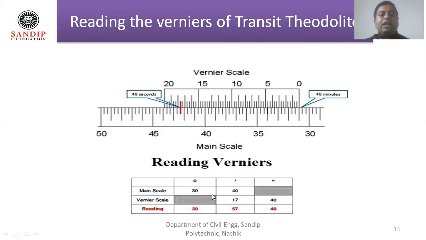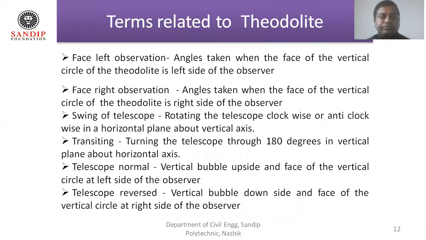Here you can see there are two dark blocks. In the main scale you will observe this is the second block, this is a minute block, and this is a degree block. Now in this block of the main scale, 0 is dark. That means you can't measure the second reading on the main scale, and you can't measure the degree reading on the vernier scale. But you can measure the minute reading on both the main scale as well as the vernier scale. So in this way we can read the verniers.